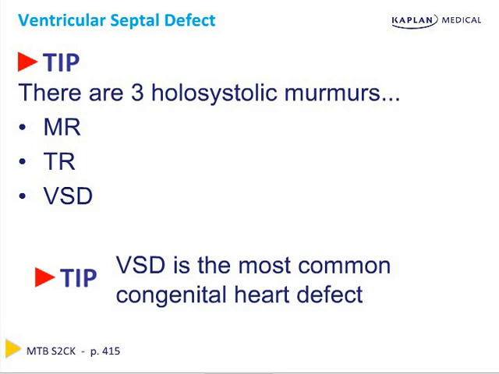So remember, the four components of TOF were VSD, pulmonary stenosis, right ventricular hypertrophy, and an overriding aorta.